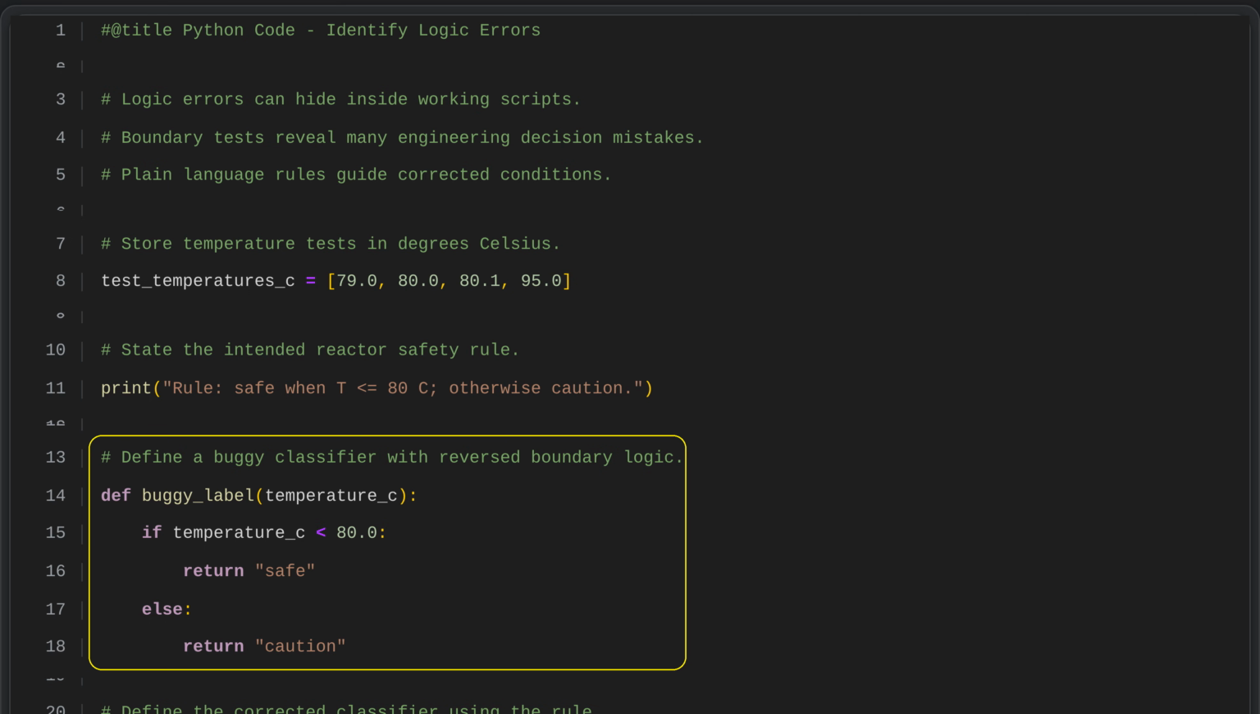The buggy label function classifies a Celsius temperature as safe or caution, using 80 degrees as the threshold. It currently returns safe when the temperature is below 80 and caution otherwise. This uses the wrong comparison for the intended boundary, so the safety classification is reversed.